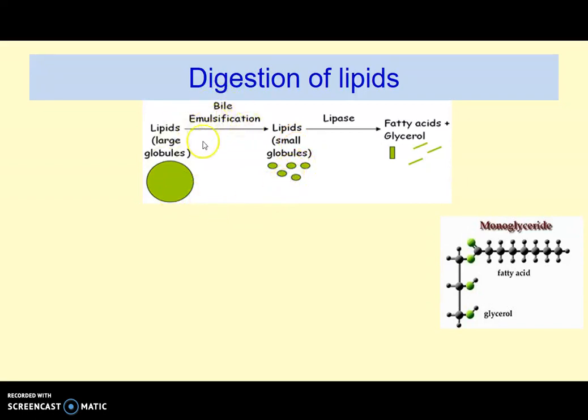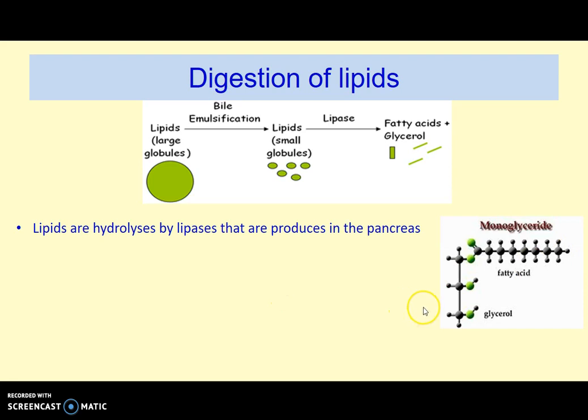the presence of bile will emulsify those large molecules and break them up into smaller globules that have a much greater surface area. What will then happen is these lipases will hydrolyze the ester bonds and they will form fatty acids and actually monoglycerides. So the monoglycerides, this is a diagram of one here. Here's your glycerol molecule with your 3 carbons, and it has 1 fatty acid chain on the end.